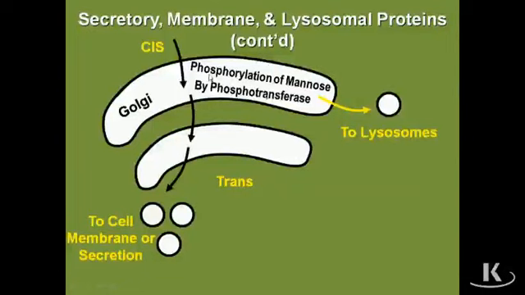One other modification that you might be tested on, very frequently people are tested on this, is a phosphorylation of mannose. There's an enzyme, it's called phosphotransferase. Phosphotransferase is an enzyme that will phosphorylate specific mannose residues that have been added to specific types of proteins. What specific types of proteins are these? These are lysosomal hydrolases. Now, what is a lysosomal hydrolase?